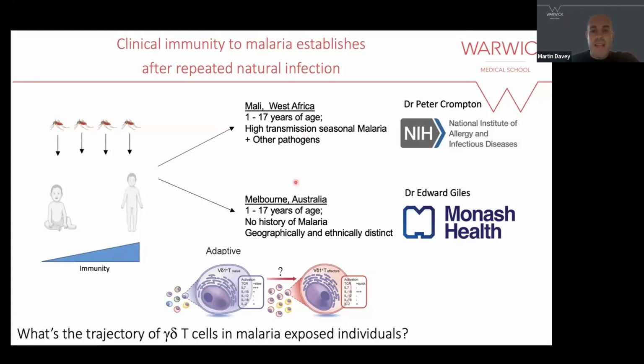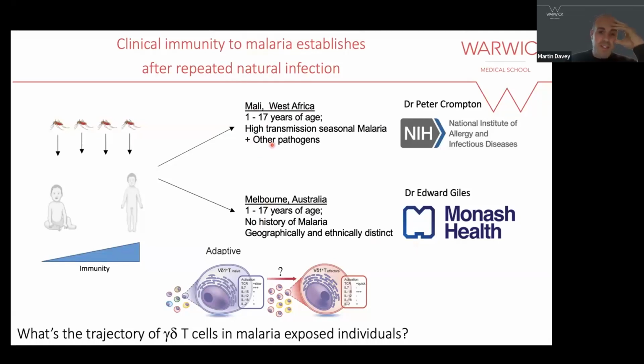So we paired this with quite a crude control population that we got at the time in collaboration with our colleague, Dr. Ed Giles at Monash Health. So age and gender matched children in Melbourne, which by and large have not had any history of exposure to malaria, or shouldn't have done anyway. But obviously they're geographically and ethnically distinct from these children and adults or adolescents in Mali.